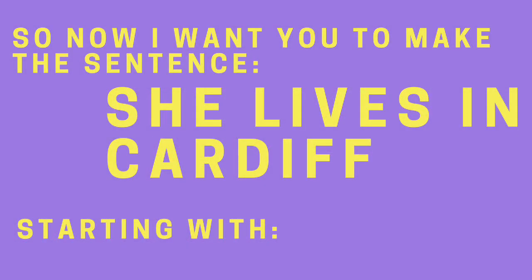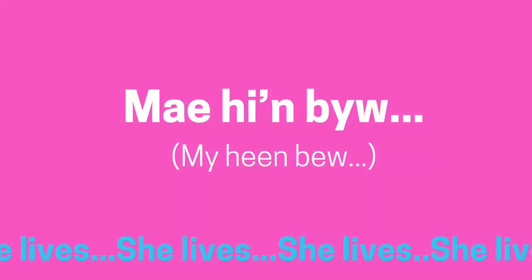So let's make a full sentence starting with Mae hi'n byw. She lives or she is living. Let's break that down. First of all, we have the pronoun for she in Welsh, which is slightly confusing because she in Welsh is hi. Spelt H-I, and sounds like the English pronoun he, meaning the man, him. But in Welsh, it means she. I know, confusing, but you'll soon get used to it, I promise. I did, so you certainly will.